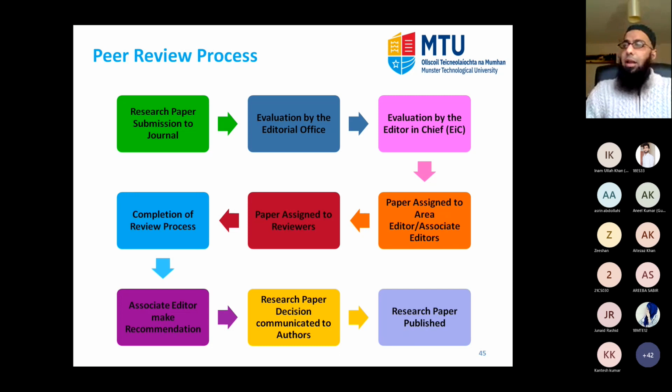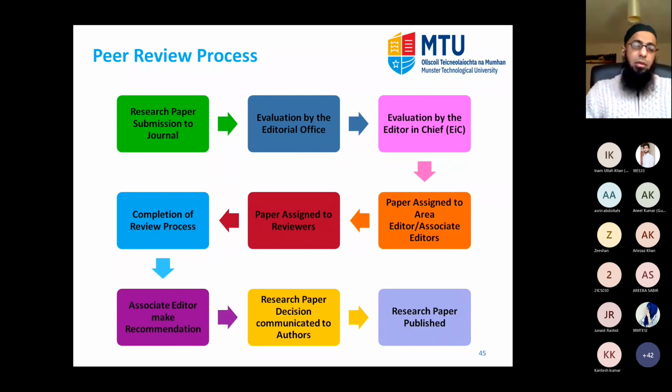Then the handling editor or area editor or associate editor will assign reviewers to your paper. These reviewers need to be independent, and there should not be any conflict of interest. Those reviewers will be given some time, and they will read your article, evaluate it scientifically, and try to find any flaws in your article. And if they are happy with their review process, they will write their review on your scientific contribution, and then they submit their recommendation.